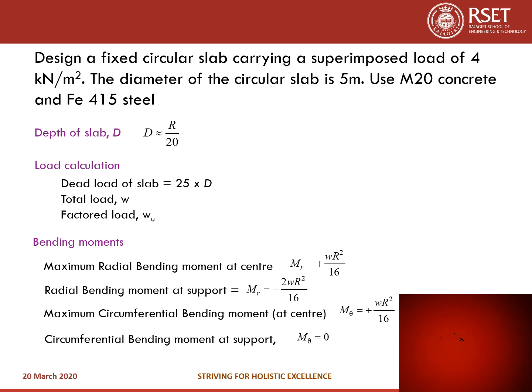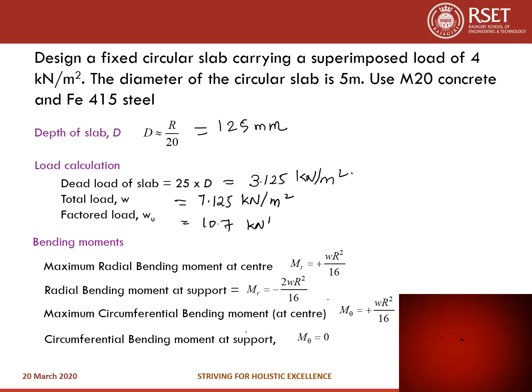So here the depth of the slab is also fixed in a similar way. You get about 125 mm as the depth of the slab. Now the load will be the same. That will be 25 into 0.125, that is 3.125 kN/m². And the total load will be like what we got earlier, 7.125 kN/m², and the factored load is 10.7 kN/m².